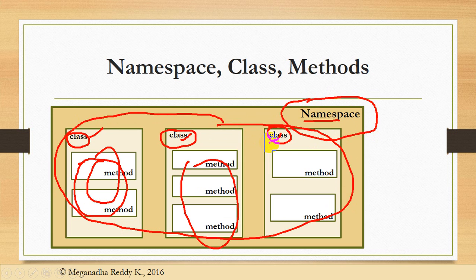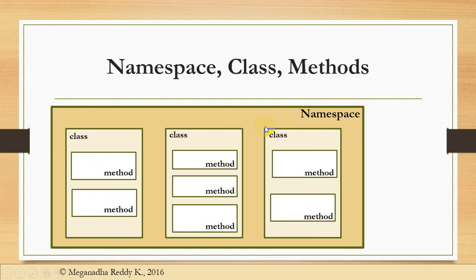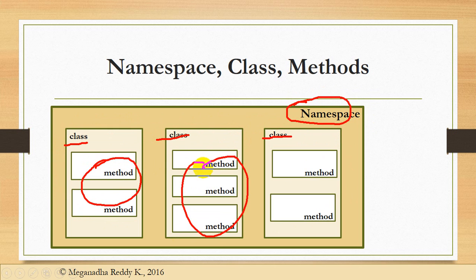You can relate this to a country, a state and a city. If you think of this namespace as a country, all these classes are like states and methods are like cities. So every country, just to have differentiation from other countries, has a namespace, and there are so many namespaces in the .NET Framework, each namespace will have so many classes, and each class will have so many methods.